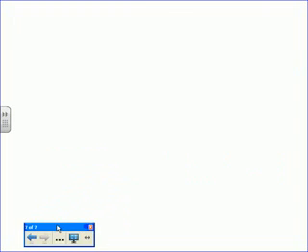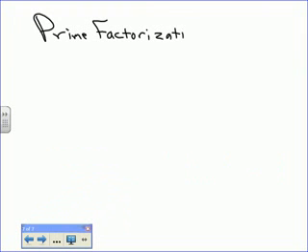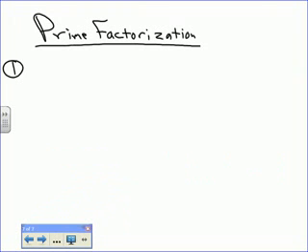Now, before I come to our practice here, I also need to show you prime factorization. We'll do a couple examples here. For our first example, I'll do 100, okay? First off, what's a prime number? It can only be divided by 1 and itself.